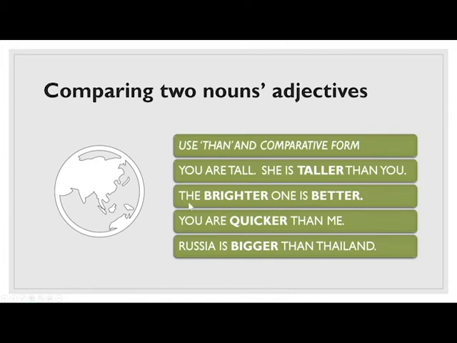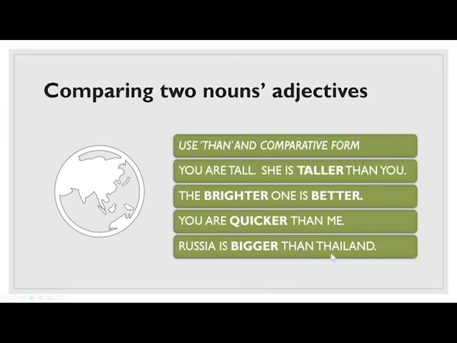And another sentence, the brighter one is better. For example, you are in a shop and you're looking at different light bulbs to buy. In order to distinguish between them, you're using the second form or comparative form of the adjective. You are quicker than me. So in here, quicker is the comparative form of the adjective quick.